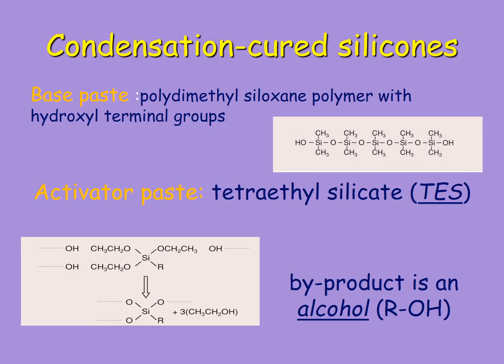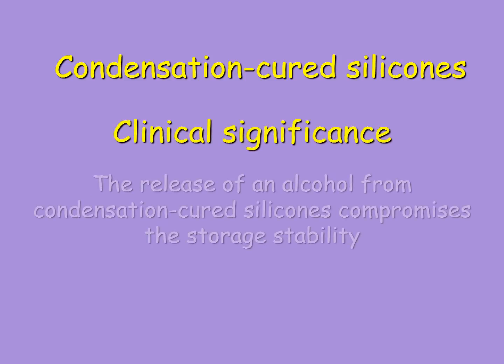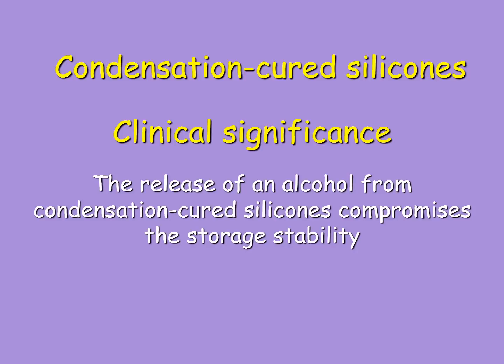Moving to silicones, we have condensation cured silicones and addition cured silicones. Condensation cured silicones are presented as a base paste, polydimethylsiloxane polymer with hydroxyl terminal groups. The activator paste, which will cause the cross-linking, is tetraethyl silicate. The byproduct is alcohol. The released alcohol from the condensation cured silicone compromises the storage stability.